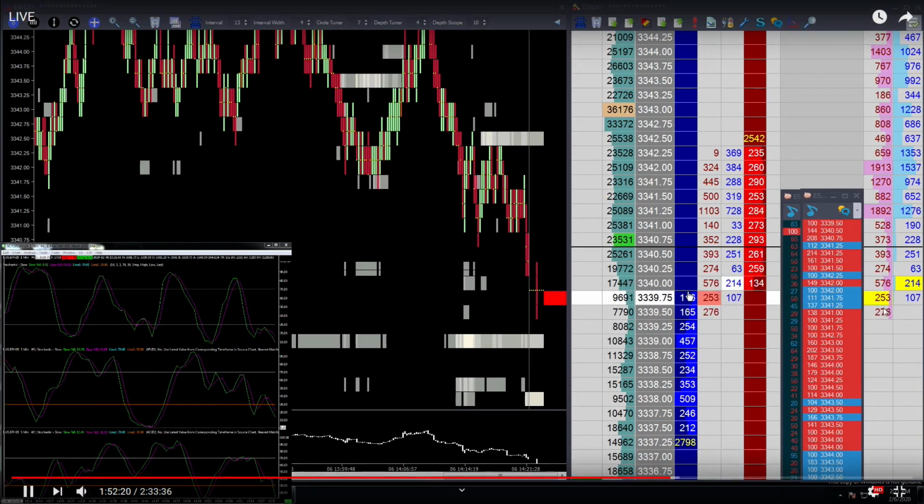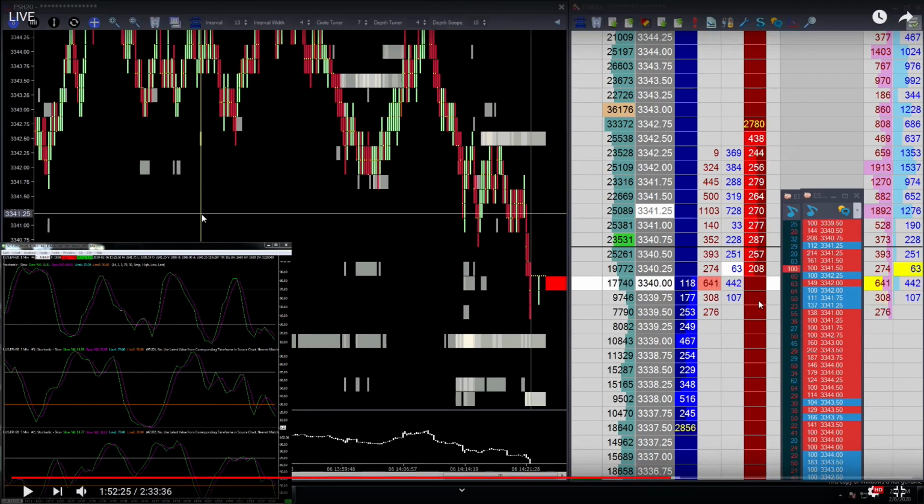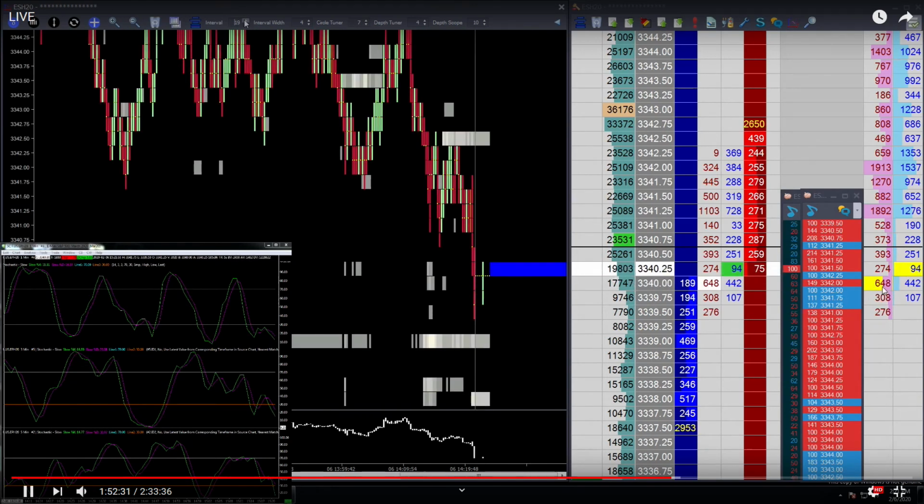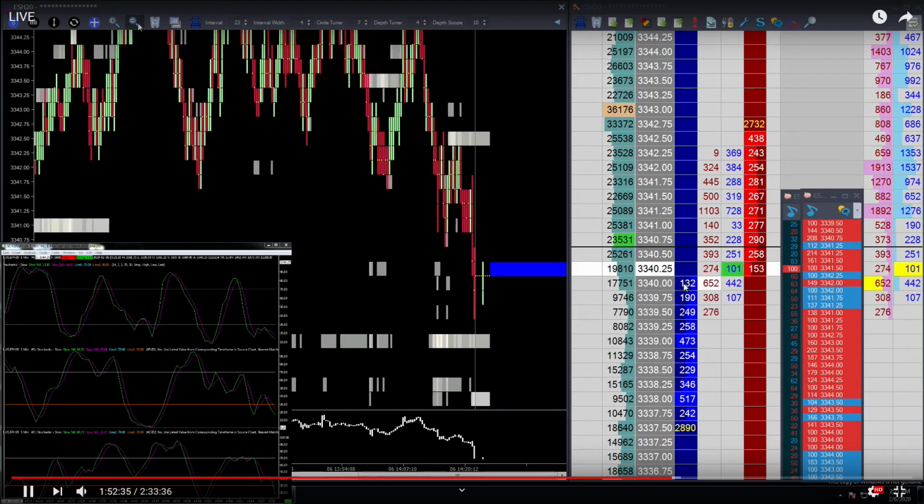Look at the footprint. Look, it's just slowing down. Really not seeing anything significant come in on the tape. But it's absorbing right here. Over 648 orders have been absorbed right here. So buyers are absorbing.